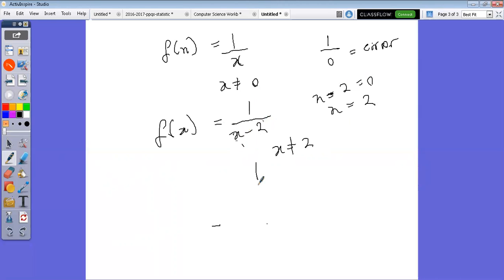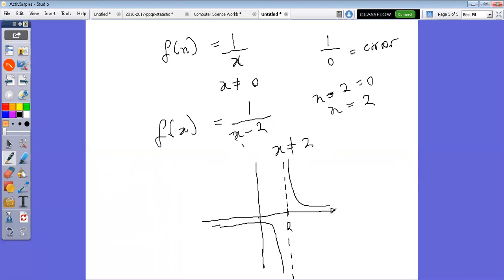Clear now? So I'm sure you are seeing how the graph of 1 over x has been shifted. If it's a negative, now we shifted 2 units to the what? To the right there. Clear? Because x should not be equal to 2. Make sense? Yes. Like that. Clear? Yes.